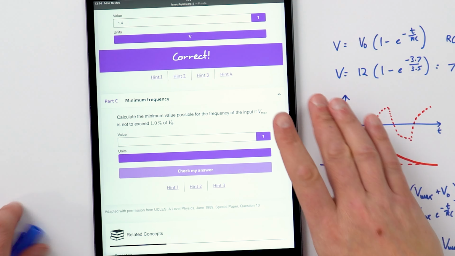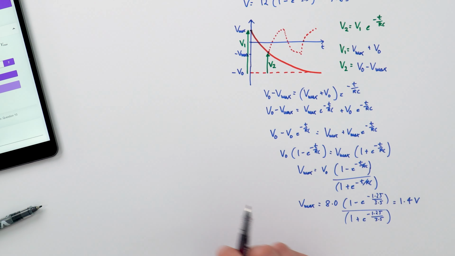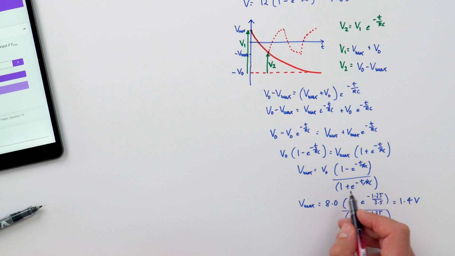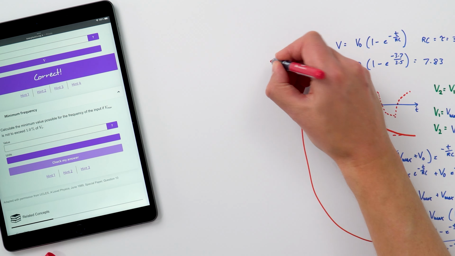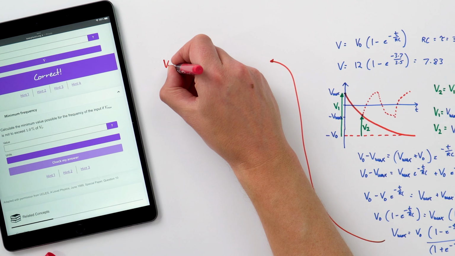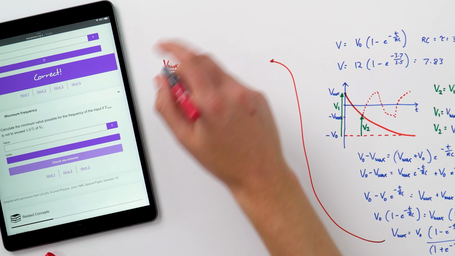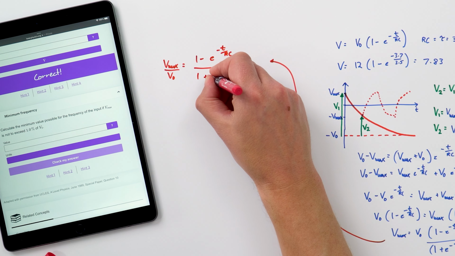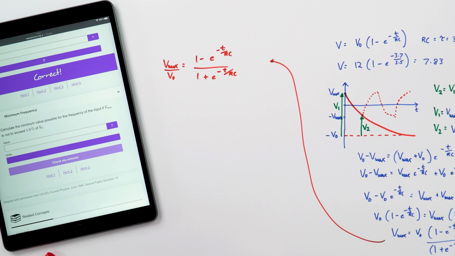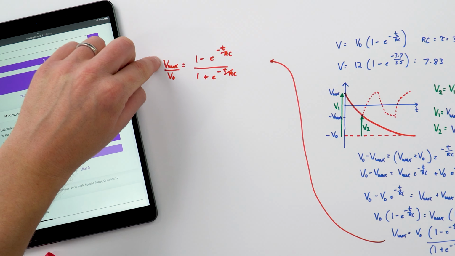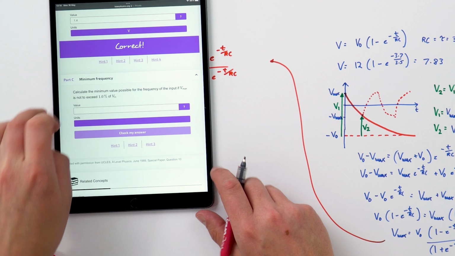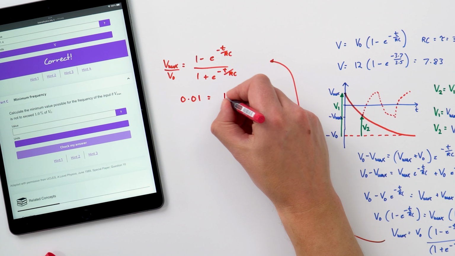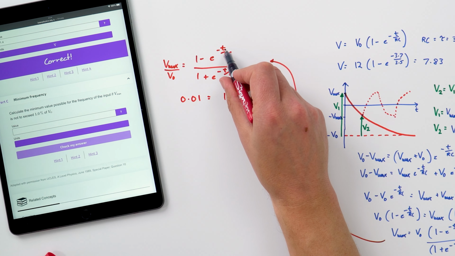So now what we're going to do is move this over here, and I'm going to do this last one in red. We're going to take this equation where Vmax equals V0 times 1 minus e to the minus t over RC, all of that. If I write it out again, we can also say that Vmax over V0 is equal to 1 minus e to the minus t over RC over 1 plus e to the minus t over RC. And this relationship between Vmax and V0 is equal to 1%. So we can say that 0.01 is equal to 1 minus e to the value of t.